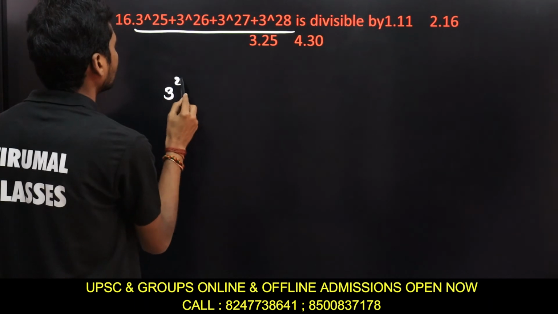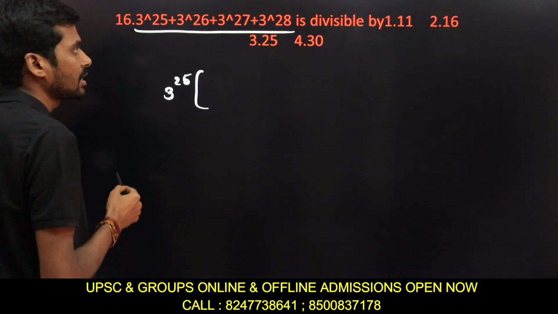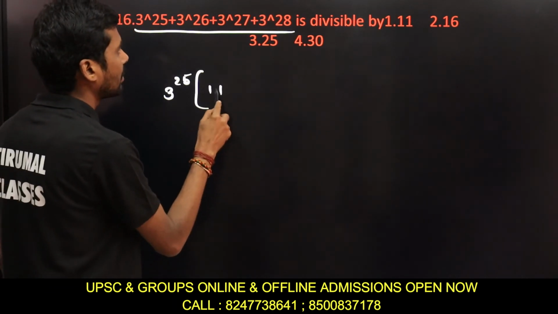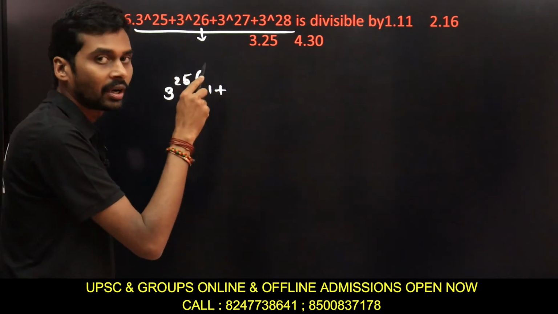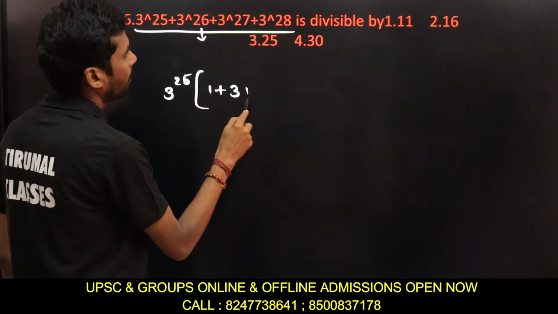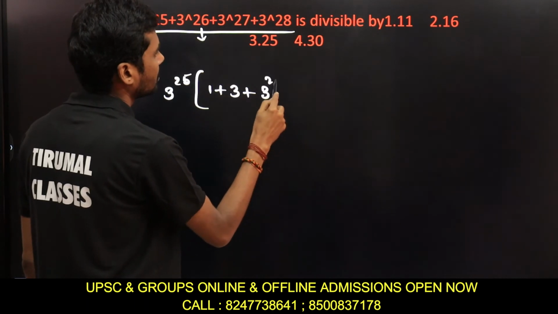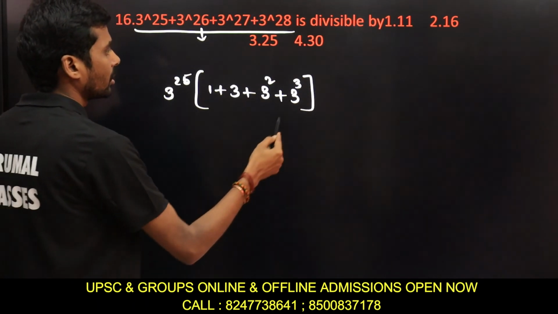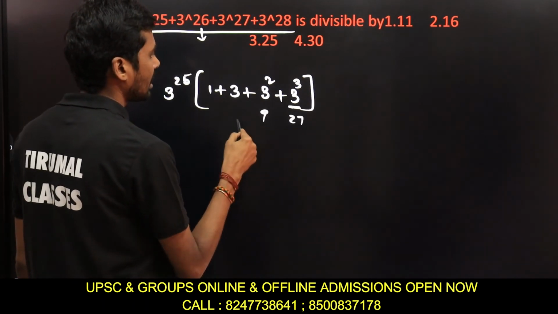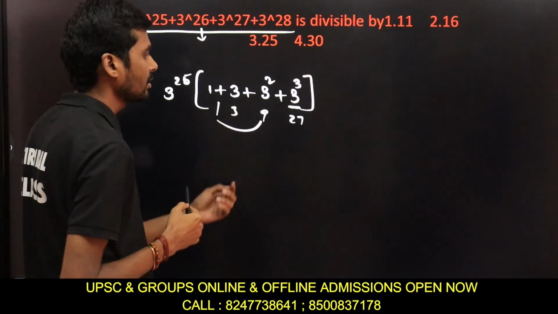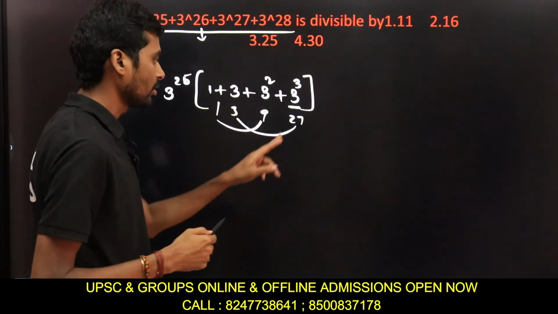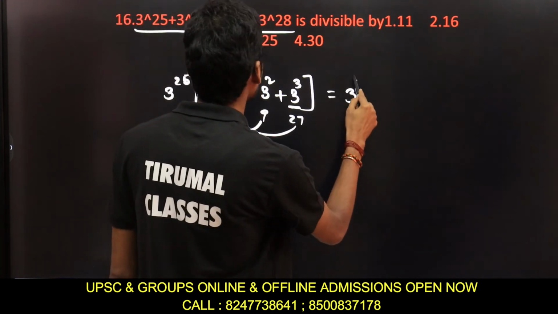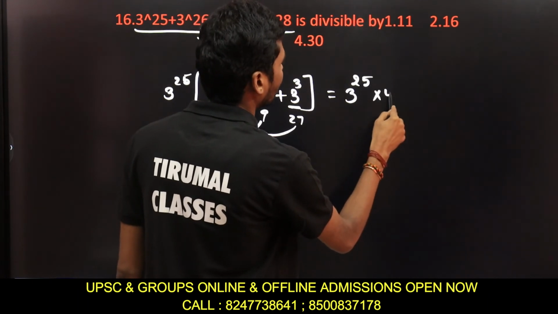3 power 25 plus 3 power 26 plus 3 power 27 plus 3 power 28. From the problem itself I'm taking 3 power 25 common. If I take it common, the first term leaves 1, 3 power 26 leaves 3, 3 power 27 leaves 3 square, and 3 power 28 leaves 3 cube. So 27, 9, 3 and 1: 27 plus 9 is 36, plus 3 is 39, plus 1 is 40. The simplified form is 3 power 25 into 40.